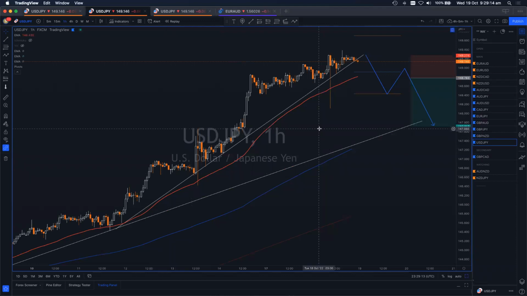But we can definitely have some small pullbacks. And this is what an IBO will give us. We get an IBO pullback to here. Break of the 1 hour 50, pull back to the 1 hour 50, trade it down to the 4 hour 50. So keep an eye on that one. That could be a nice little trade for later.